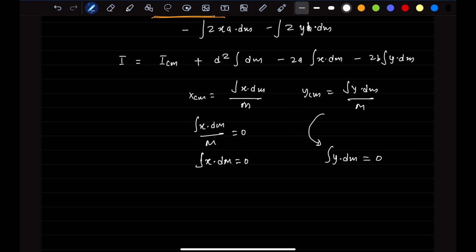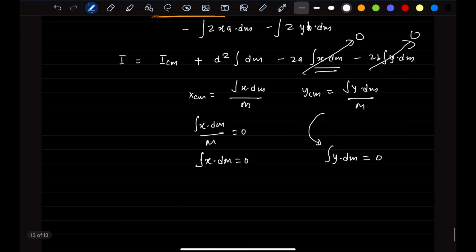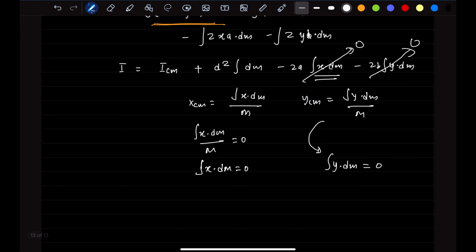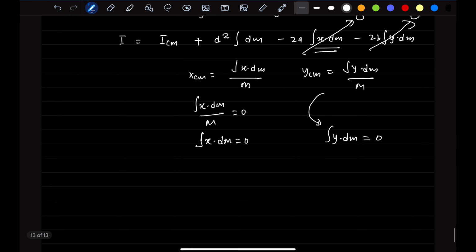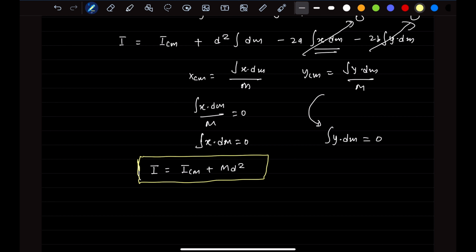So this term in the integration will become 0, and this term will become 0. Very good. And what is the integration of dm? The integration of dm is the complete mass, right? So I is I_CM plus m d square. This is our final result, which we will call the parallel axis theorem.